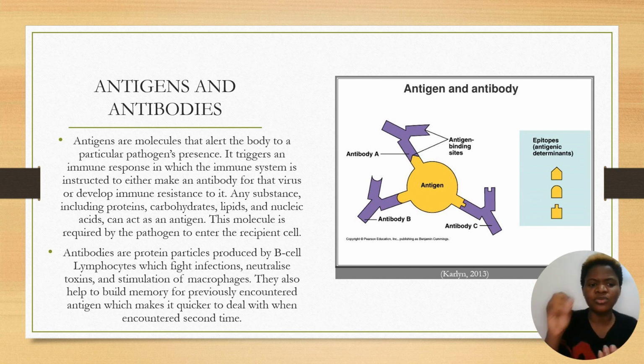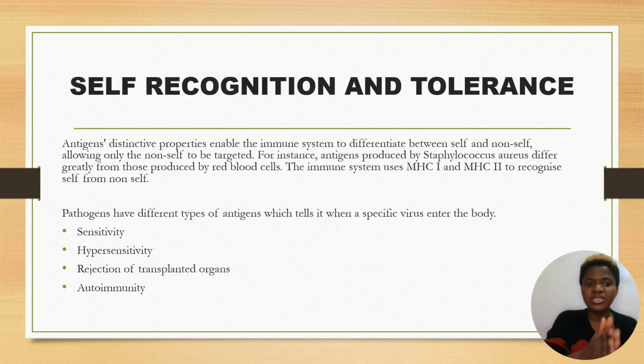And how does our body fight this? Our body produces things that are called antibodies. They are proteins produced by B cell lymphocytes, which fight infection and neutralize toxins. Okay, so, self-recognition and tolerance. Antigens' distinctive properties enable the immune system to differentiate between self and non-self, allowing only the non-self to be targeted.